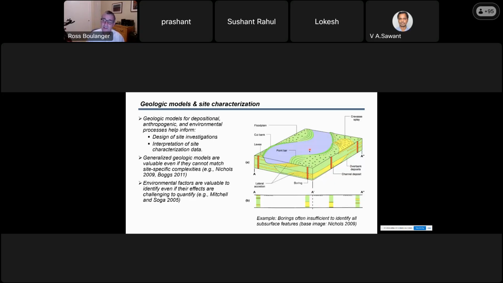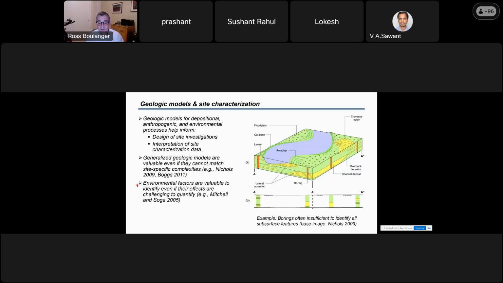So having a geologic model and knowing the sense and scale of features allows you to understand what you might be missing between your exploration holes. And that allows you to understand what you can get into trouble with. Now, generalized models are valuable even if you can't match site-specific conditions generally. So just like the cartoon, there are others for braided rivers or fans or glacial deposits, etc. And they allow you to anticipate what you might expect.